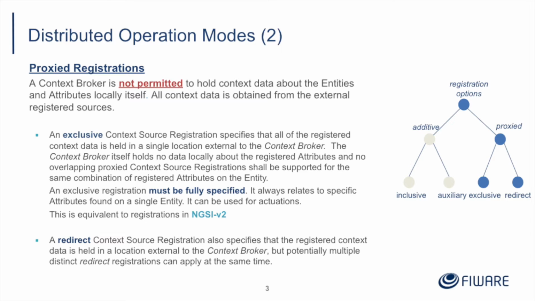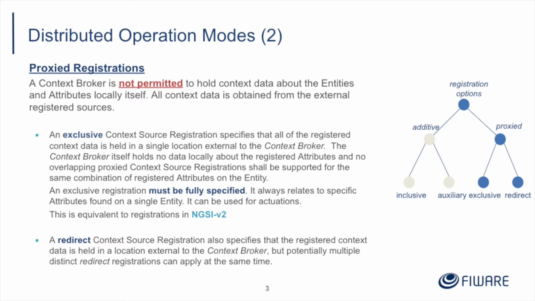So a good example of this would be, let's say you've got devices in the field where you really want to get the data from those devices. Well, in that case, you could have an exclusive registration to say, yes, I want to get the very, very latest information every single time. The context broker knows about these values, but hasn't got them held in itself, and cannot follow a temporal timeline for it. Every single time you request it, you get it.